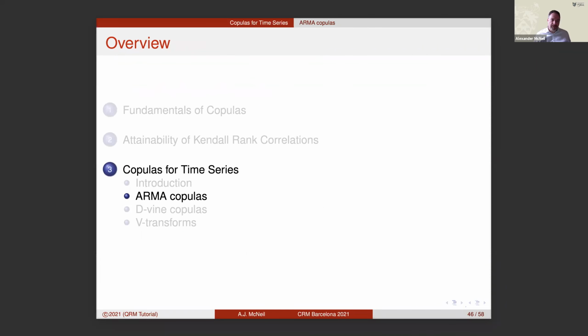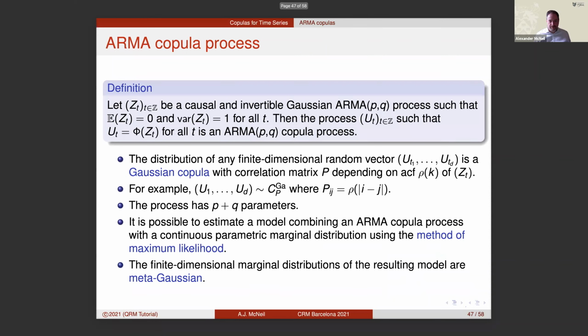So let me tell you what an ARMA copula is. I've decided to define it somewhat formally. Suppose you take an ARMA process with Gaussian innovations. When you study time series at university or elsewhere, most of the time you spend talking about ARMA processes. And whenever you see examples, the innovations are Gaussian. So the noise is Gaussian.